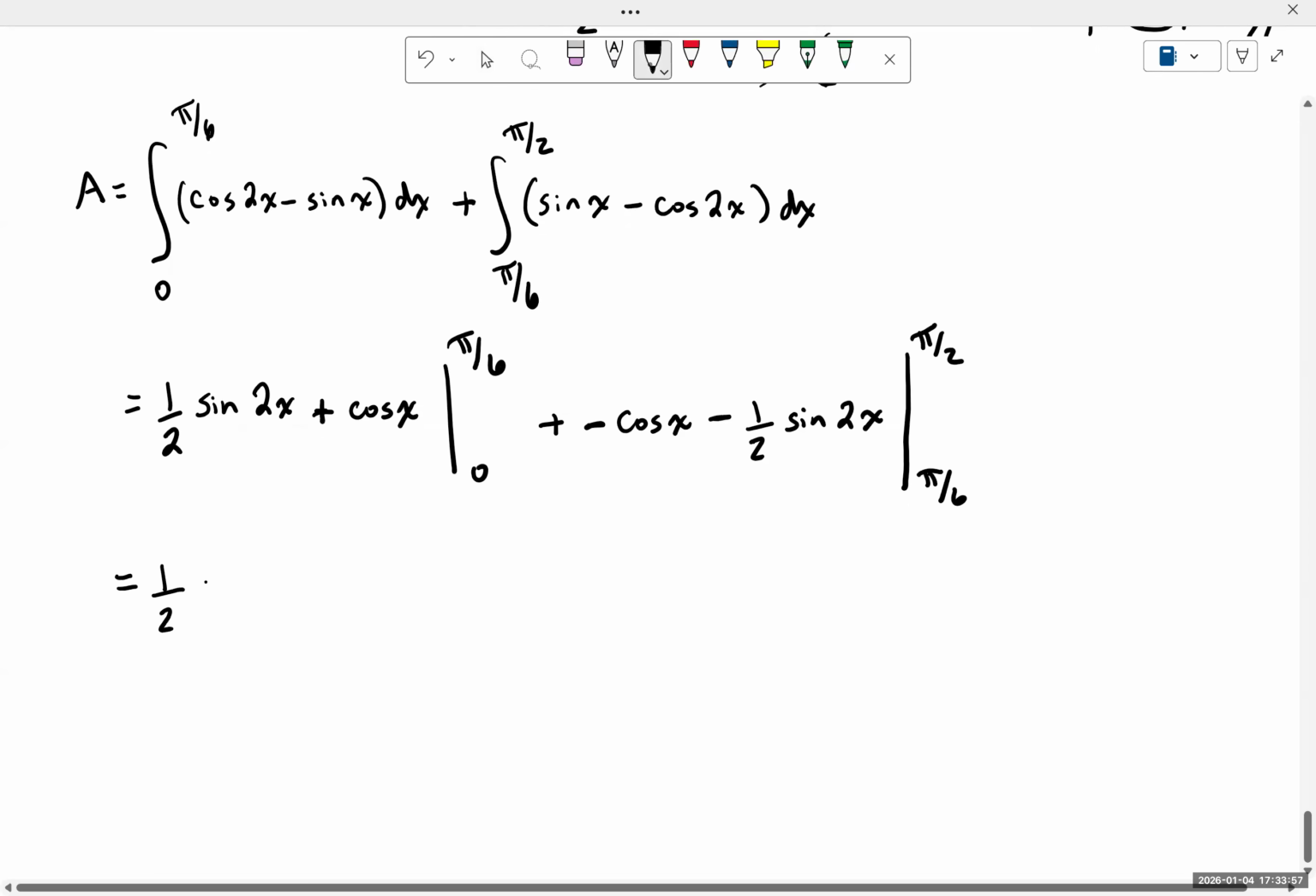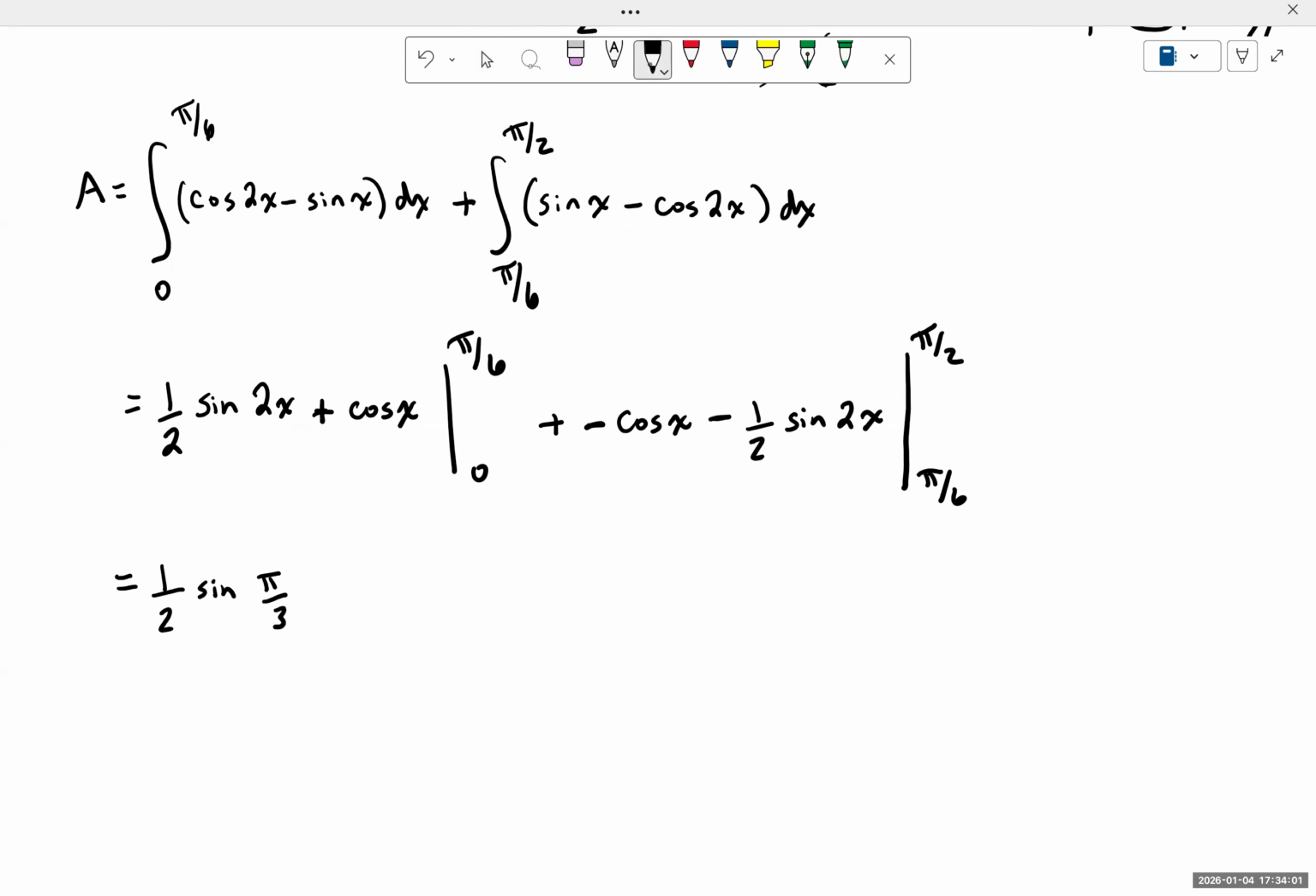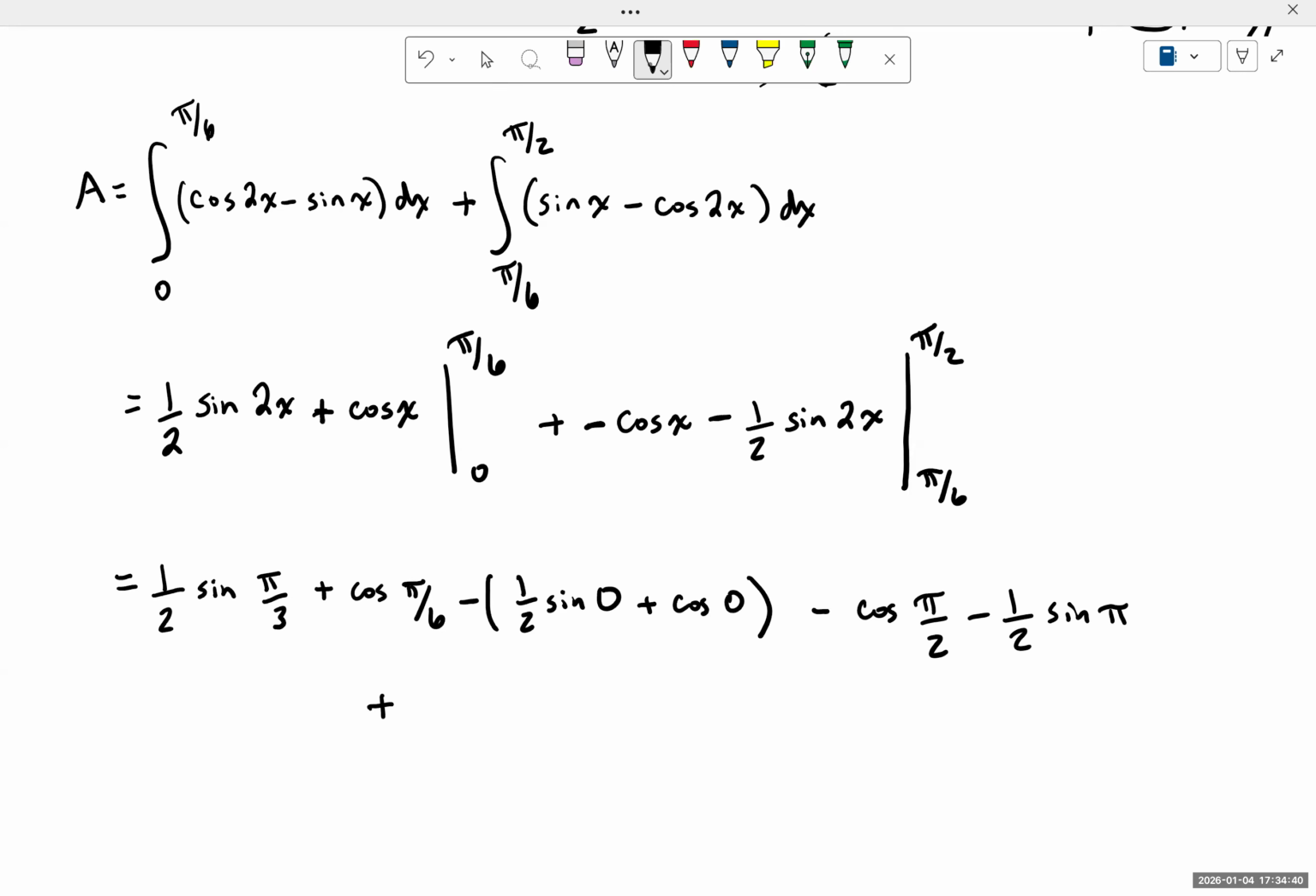So I have 1/2 sine pi over 3 plus cosine of pi over 6, minus 1/2 sine 0 plus cosine of 0. And then the next one, double check. Okay, yeah, that was right. I'm just double checking my signs. So, minus cosine pi over 2 minus 1/2 sine pi, and then minus all that, so it's going to be plus cosine pi over 6 plus 1/2 sine pi over 3.